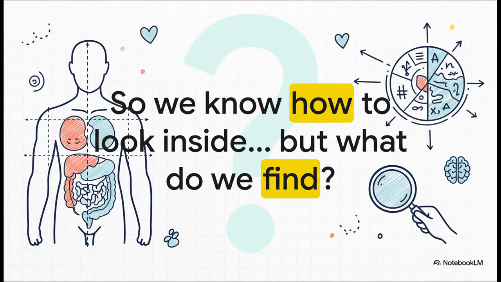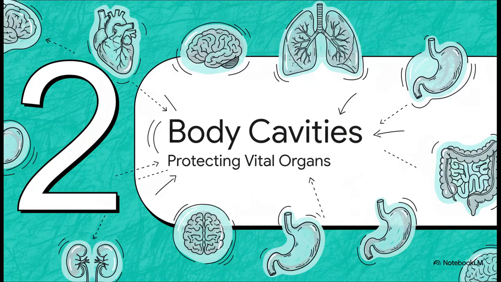Okay, so we've got the lines of our map. We have these planes that let us look at the body from any angle we can imagine. But when we make these slices, what do we actually find inside? What are these territories and regions where all our important stuff lives? And that brings us to the second half of our map, the body cavities. Now, these aren't imaginary lines anymore. These are real physical spaces inside of us that house, protect, and organize all of our most vital organs.